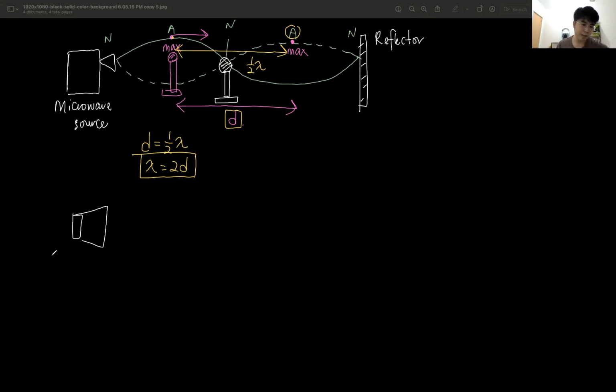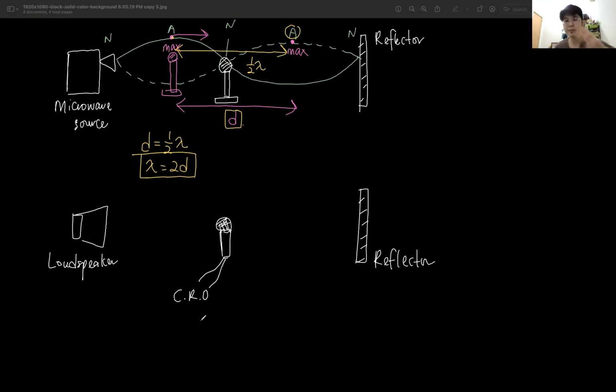So for the sound wave, we would put a loudspeaker, and then we put another reflector. We put a microphone. Maybe we can connect to a CRO, right? The CRO will show the wave, so it's easier. Straight away you see from the wave the amplitude decreases and then increases, decreases, increases as you slide across.